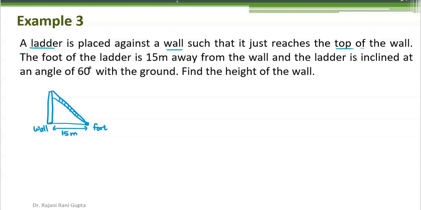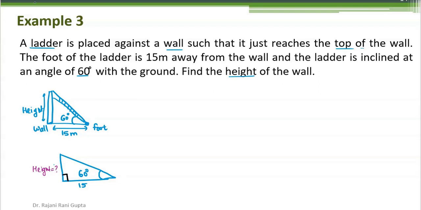And it is inclined at an angle of 60 degree with the ground. So this angle is given as 60 degree. Find the height of the wall. You have to find this height. If we draw it as a triangle, again this angle is given, the base is given, and this height you have to find. So this is your opposite side, this is the adjacent side, and this is the angle.